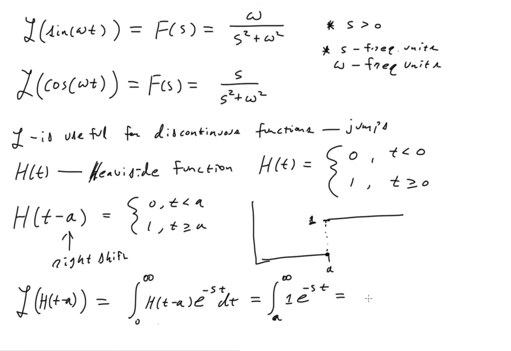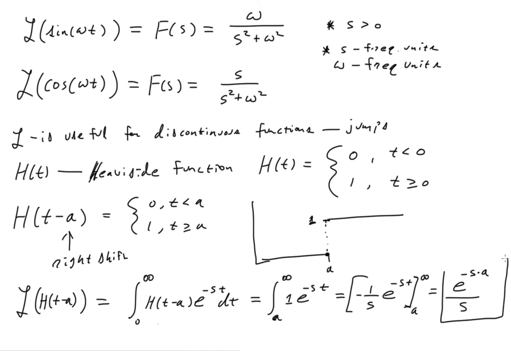So we could compute this pretty straightforwardly. That's 1 over s times negative e to the negative st. And now we're going to evaluate at a and infinity, like that. And we're going to end up with e to the negative s times a all over s. Okay. All right, so that's the Laplace transform of the Heaviside.